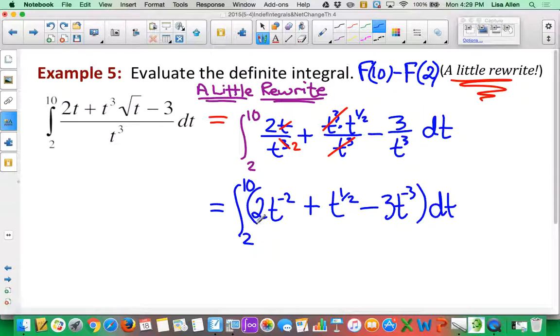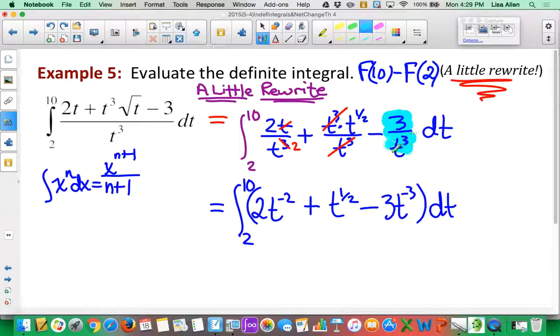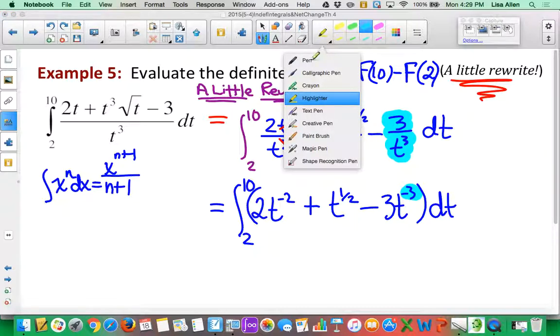Now recall that you're going to use the power rule. If you have a power x to the n dx, then you're just going to use the power rule: x to the n plus 1 over n plus 1. So if it looks like I have fractions like 3 over t cubed, I'm going to want to write those using negative exponents instead of keeping it as 3 over t cubed. So, looks like we're ready to go then.